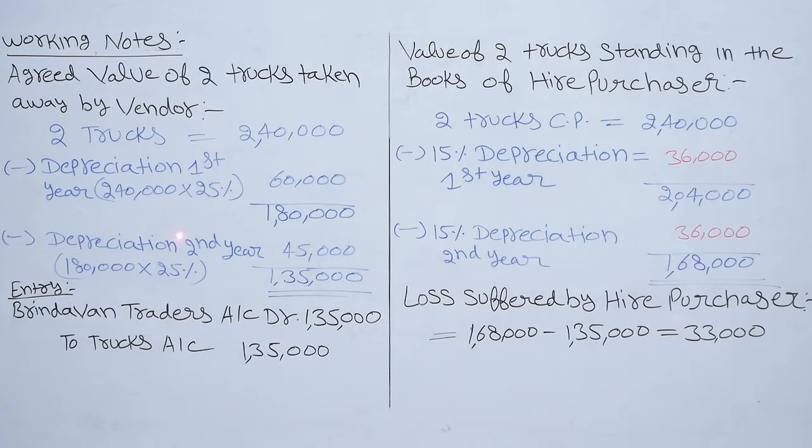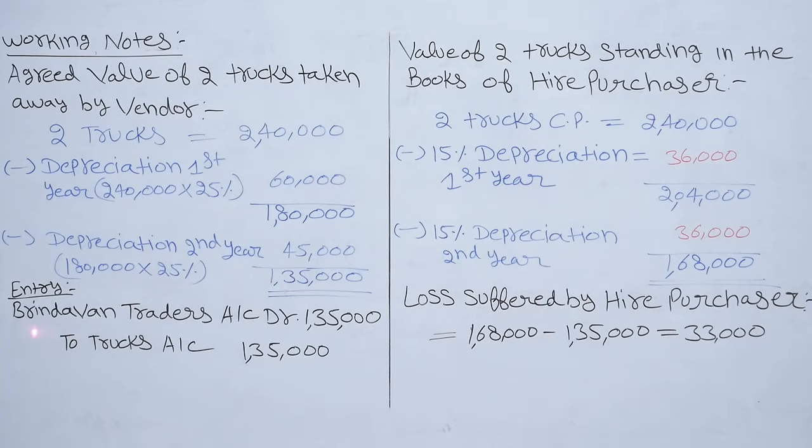So we will charge depreciation on diminishing balance method. So 2,40,000 into 25% is equal to 60,000. So after deducting 60,000 we get 1,80,000. Now for second year we will charge depreciation on 1,80,000 into 25% is equal to 45,000. So after deducting 45,000 we get 1,35,000. So vendor took away 2 trucks of rupees 1,35,000.